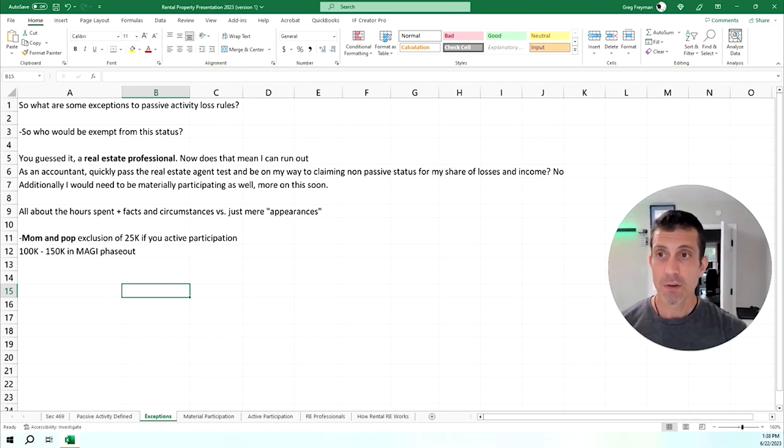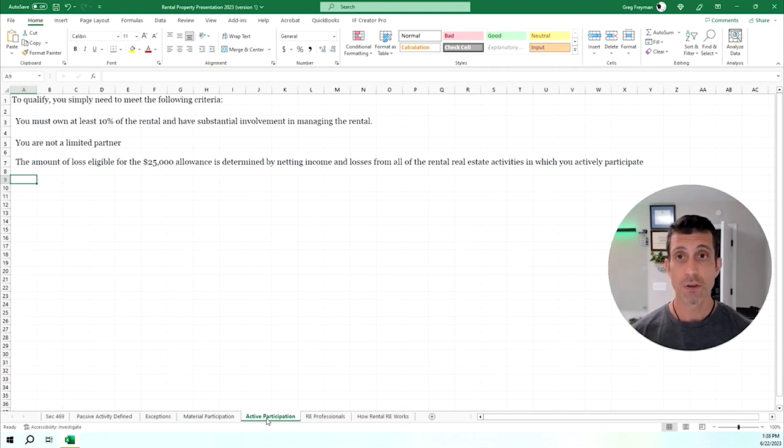Let's define active participation. Active participation is less stringent than material participation, so just about anybody that gets into the business of renting real estate is going to qualify. You have the definitions here on this tab. To qualify, you simply need to own at least 10% of the rental and have substantial involvement in managing the rental. That's going to be just about everybody. And by the way, if you have an agent that's managing it for you, that's an extension of you, so that would qualify as active participation.